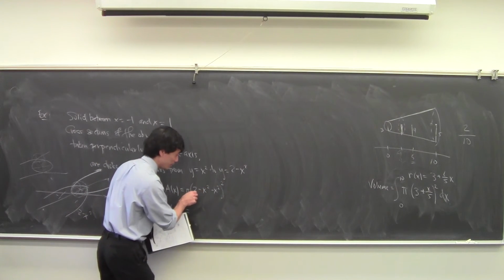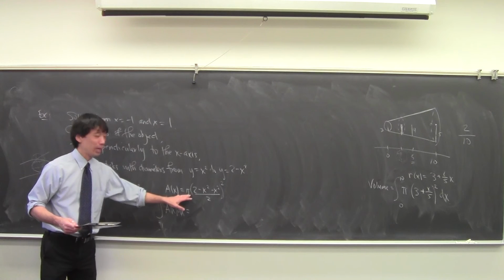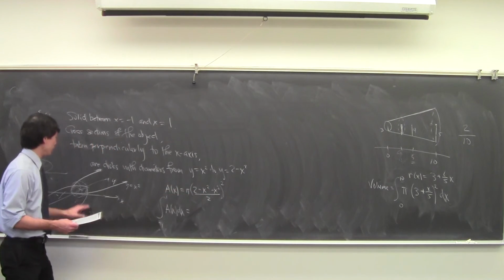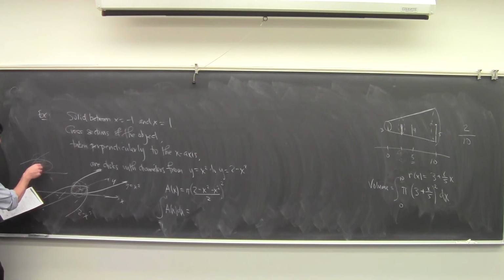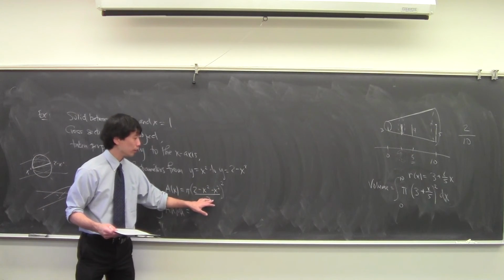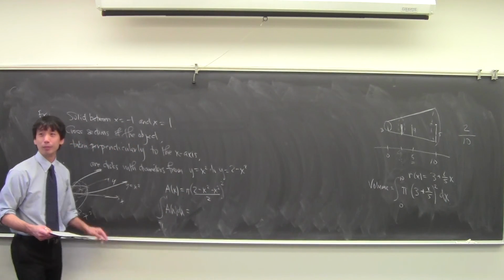Almost. So the radius is? Divided by 2. Divided by 2, great. Right, so pi r squared. You see that the diameter of the disk is the upper function minus the lower function, right? So that's 2 minus x squared minus x squared. That's the diameter, so you take half of that. So you get 2 minus 2x squared over 2, quantity squared, times pi, that's the area. And then you integrate that thing between negative 1 and 1.